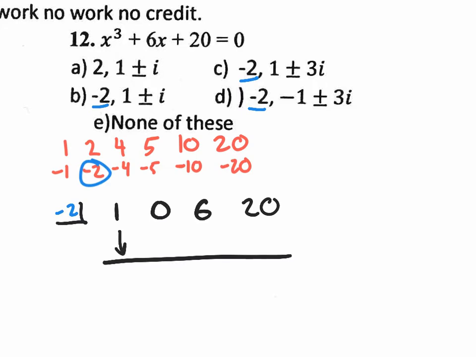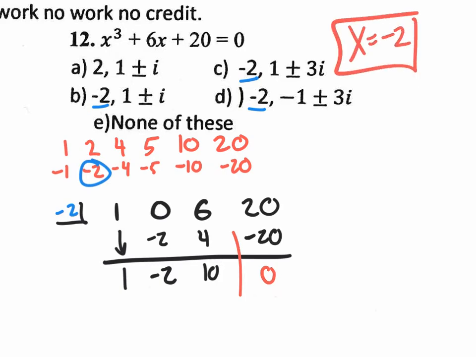As you go down, you add. 1 plus nothing is 1. As you go up, you multiply. -2 times 1 is -2. As you go down, you combine. 0 and -2 is -2. As you go up, you multiply. -2 times -2 is +4. As you go down, you combine. 6 plus 4 is 10. As you go up, you multiply. -2 times 10 is -20. As you go down, you combine. And as you can see, the remainder is 0. We found an answer. x equals -2. Yay!